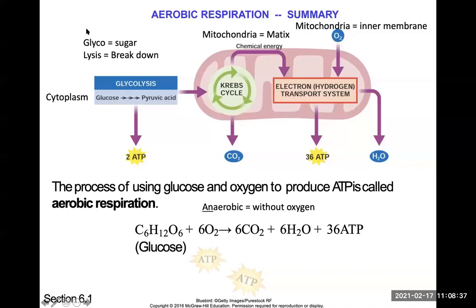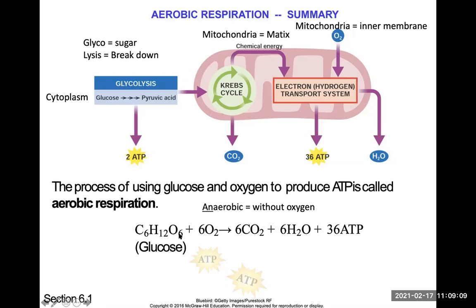You have glycolysis, breakdown of sugar, which happens in the cytoplasm. This does not require oxygen. It can happen without oxygen. But these other steps require oxygen, so this is part of aerobic respiration. The Krebs cycle happens in the matrix of the mitochondria, that's this inner space here. And then the electron transport chain happens in the inner membrane. Again, I'll show you better pictures of these.